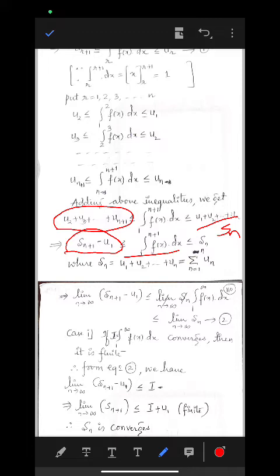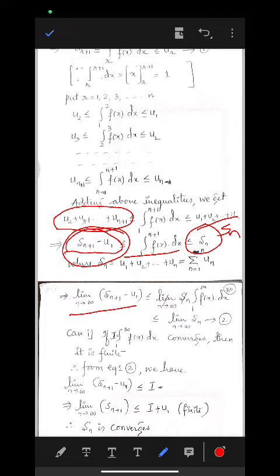So here the left side inequality we got in terms of the sequence of the (n+1)th partial sum, and in the right side part of the inequality we got the nth partial sum. So now what can I do? Apply the limit.